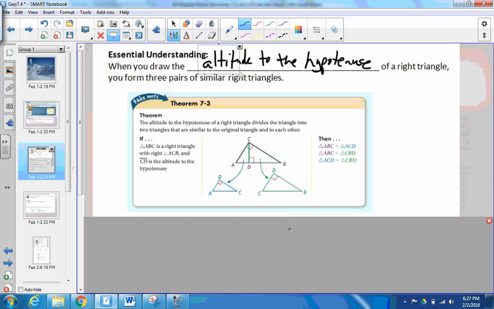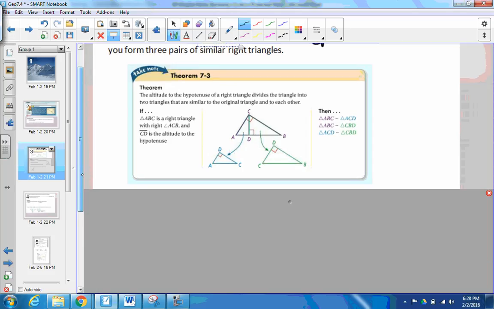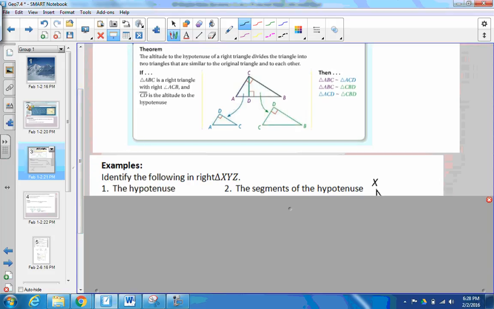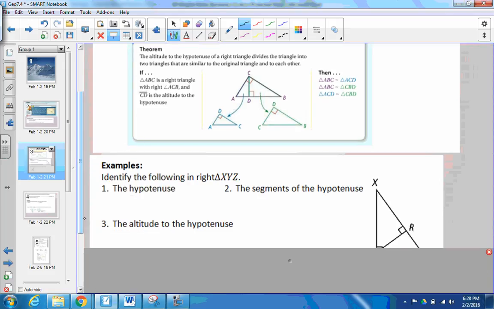It says right here, the altitude to the hypotenuse of a right triangle divides the triangle into two triangles that are similar to the original triangle. So when you make that altitude, you have the original big right triangle, and we have two smaller ones that are going to be similar to the larger one. So they're all similar. That means corresponding angles are going to be the same, and they're all going to be proportional with the same scale factor. All right.